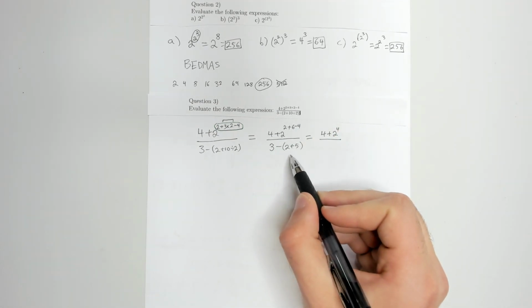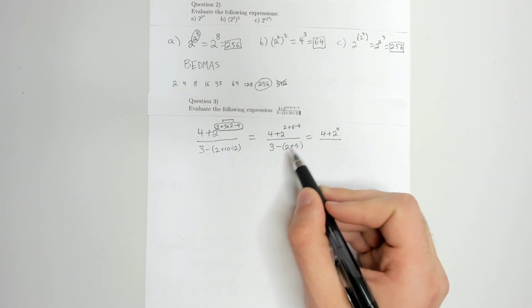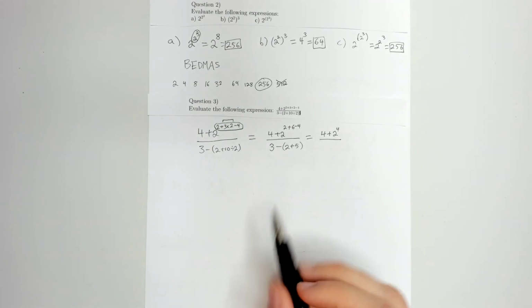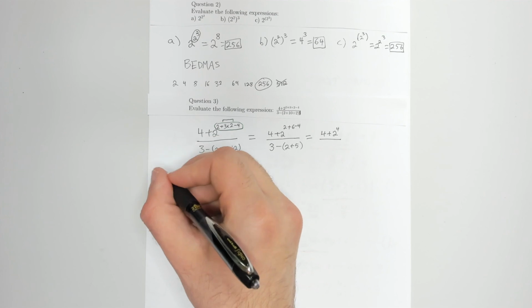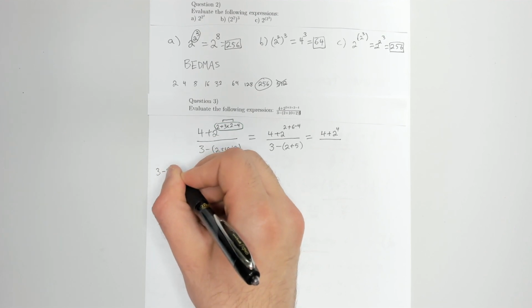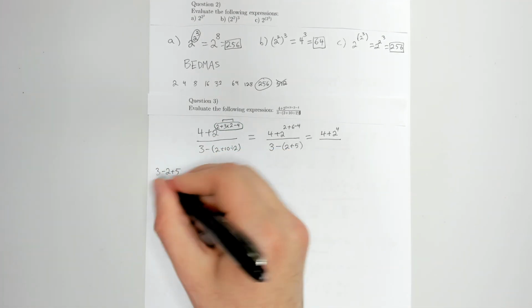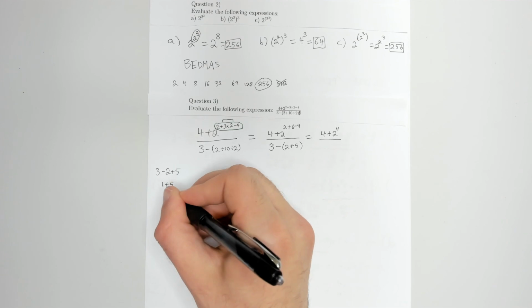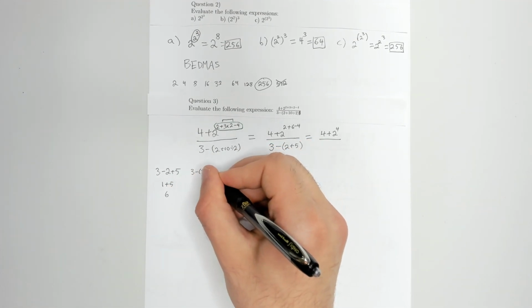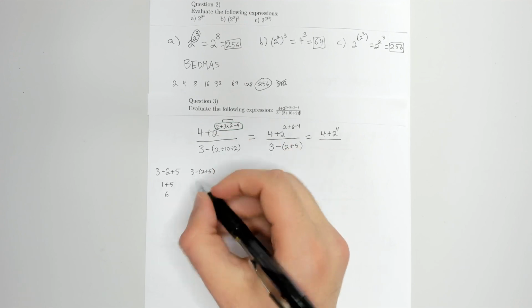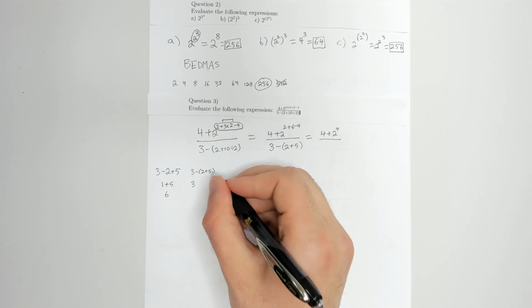So would it matter if I didn't have these parentheses here, since we only have addition and subtraction? The answer in this case is actually yes, and let me show you why. So if I did something like 3 minus 2 plus 5, so no parentheses, I do 3 minus 2, which is 1, and I add 5, and I get 6. Whereas if I did 3 minus the parentheses 2 plus 5, well, then what I get is 3, and I do parentheses first, so I get 7.